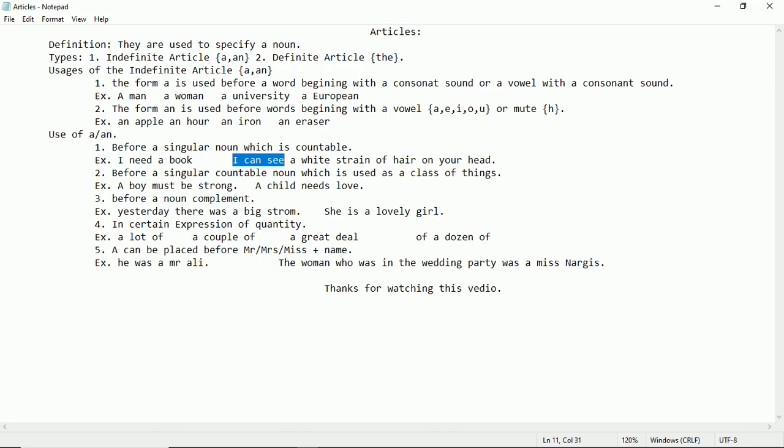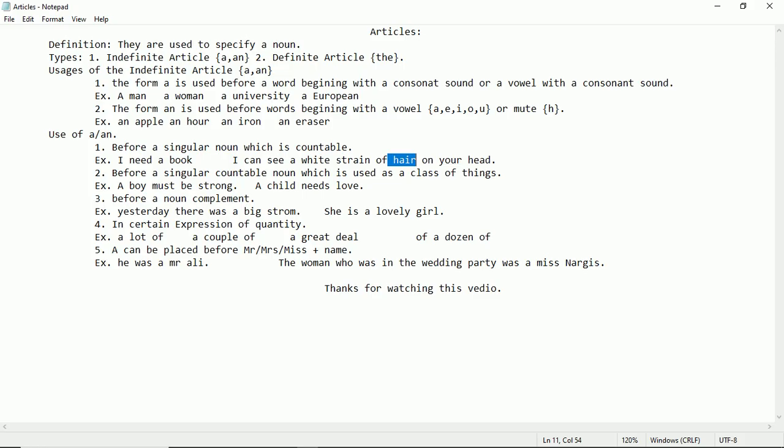Another example, I can see a wide strand of hair on your head. Here, our noun is hair and we use a before it. Why do we use a with hair? Hair is uncountable, but we have specified a strand of hair, that one small hair which is white. Because of that, we use a or an.